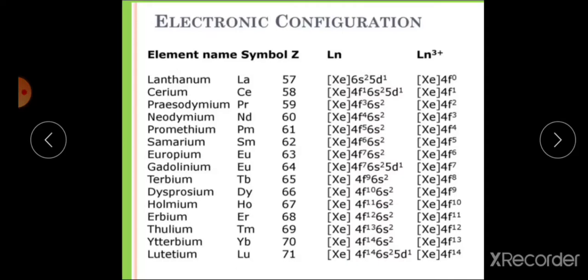For gadolinium and lutetium, having a 5d1 electron makes the f orbital half filled and fully filled, which gives extra stability to these elements, gadolinium and lutetium. These are the electronic configurations of lanthanide series elements.